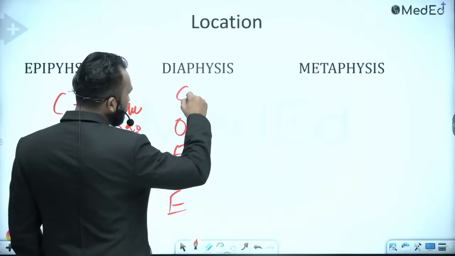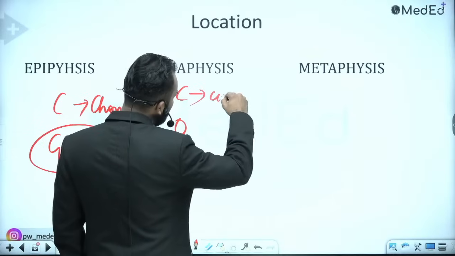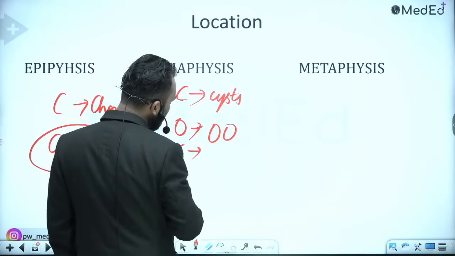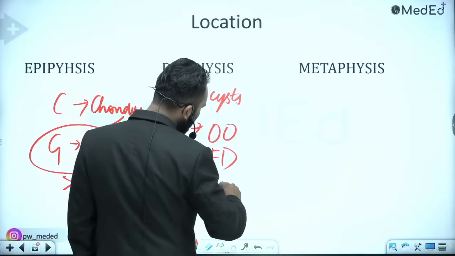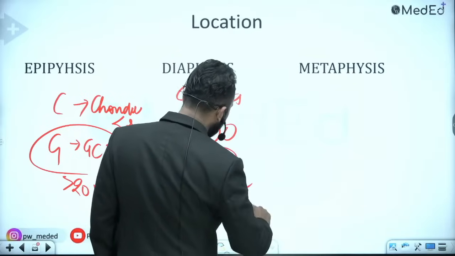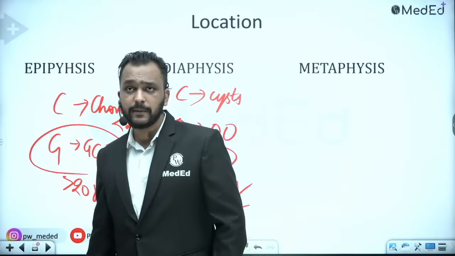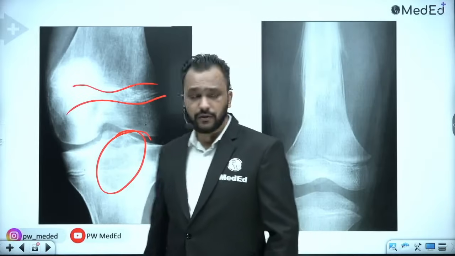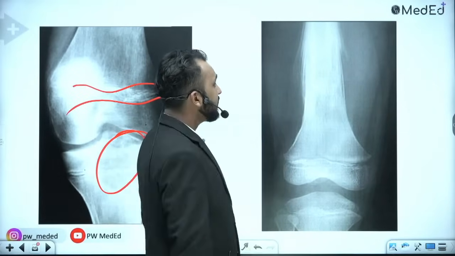Coffee with a double E, where C stands for your cyst, simple bone cyst, aneurysmal bone cyst. O for osteoid osteoma. F for fibrous dysplasia. E for Ewing sarcoma. E for enchondroma, right? And rest of the bone tumors you can see in the diaphyseal location. So here is one more lesion that is located in the diaphysis of the long bone.